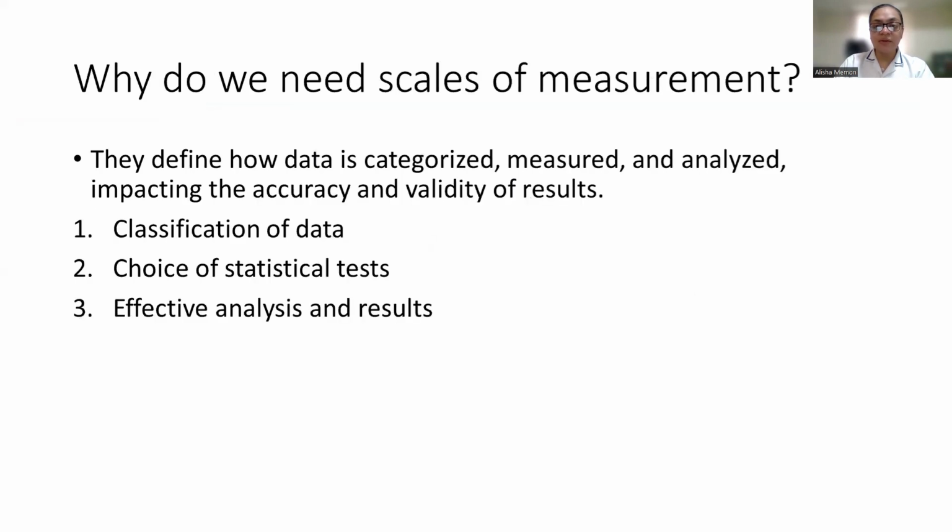Starting with the need for scales of measurement in research: scales define how data can be categorized, how they can be measured, and how they can be analyzed. This will ensure that the results we get are valid as well as accurate. The three main purposes of having scales are that we can classify data properly, we can choose an appropriate statistical test, and of course, if we choose the best statistical test possible, the analysis will be effective and we'll get very accurate and valid results.